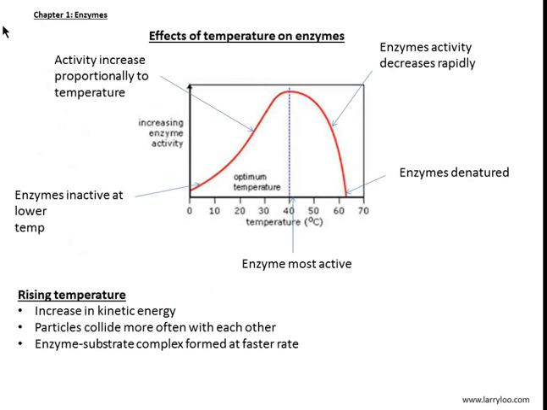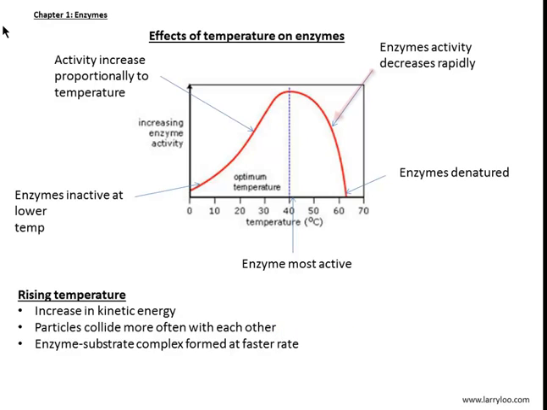Let's take a look at the effects of temperature on the enzymes. This is a graph of an enzyme-catalyzed reaction. As you can see from this graph, as temperature increases, the enzyme activity will increase as well. At around 37 degrees, the enzyme activity will reach its maximum. This rise in temperature results in an increase in kinetic energy and particles start to collide more with each other. Thus, the enzyme-substrate complex will be formed at a much faster rate.